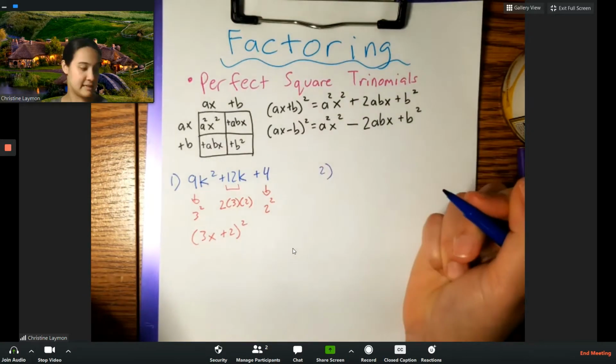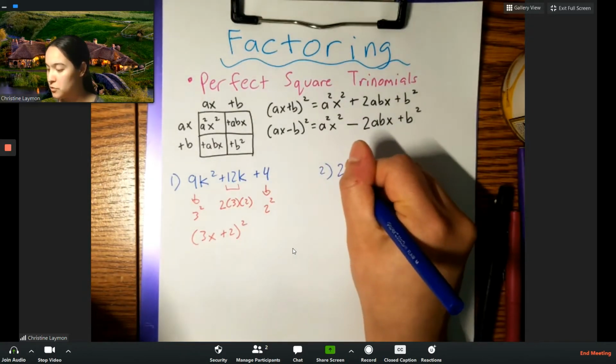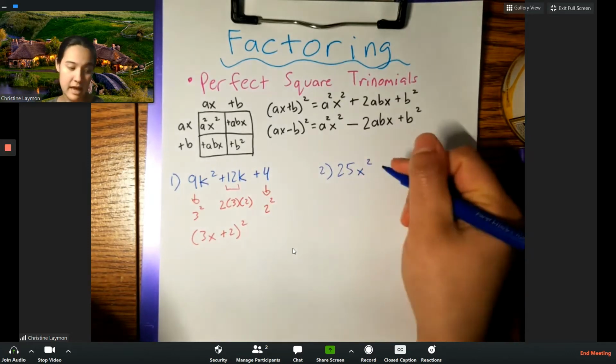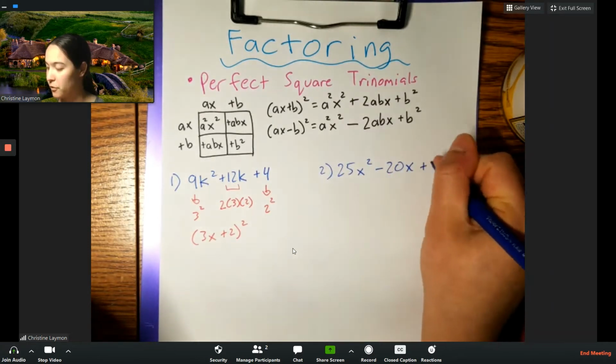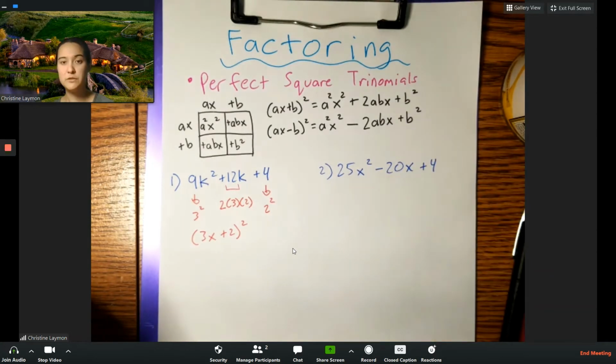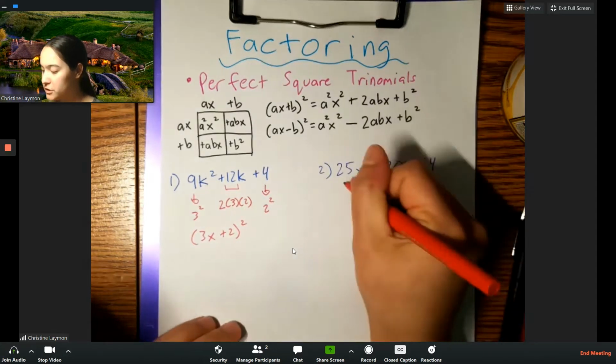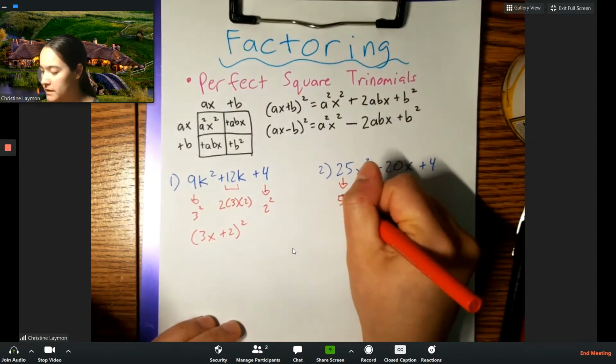Let's do a second example. Let's do 25x squared minus 20x plus 4. And this one, I'm going to go ahead and color code a little bit better. Notice that this first term here is 5 squared.